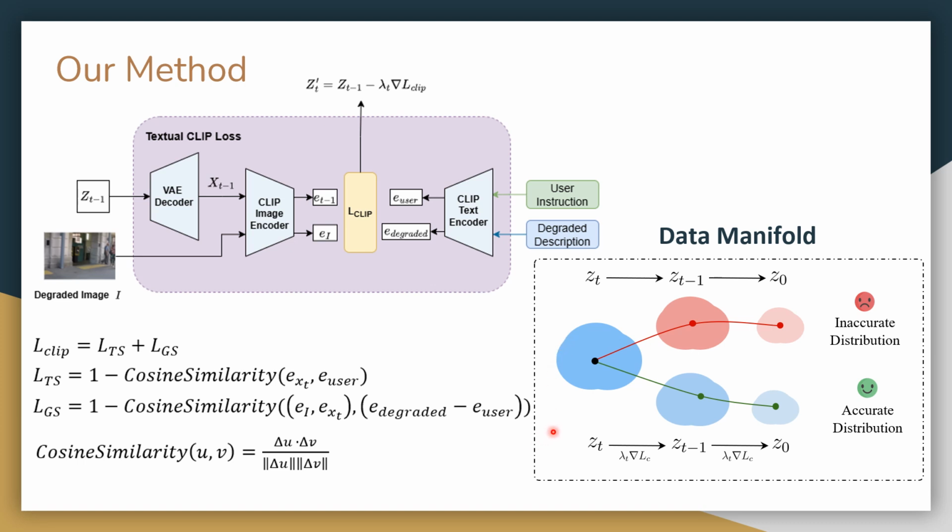Finally, we combine the target similarity loss and the global similarity loss, compute the gradient, and use this gradient to guide the latent code. We can view the entire process as guidance within the data manifold, aiming for the loss gradient to direct the distribution flow toward the target distribution, aligning it with the user's requirements.